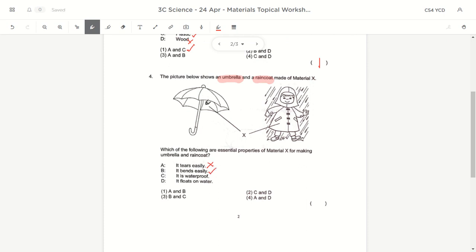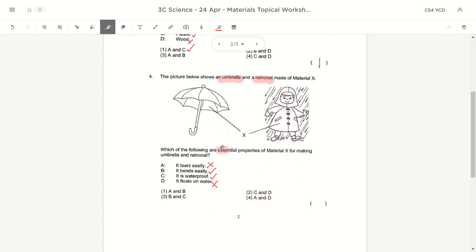Remember, if you want to keep an umbrella, the material has to bend. It cannot be very hard, very stiff. It has to bend so that you can roll it and tie it up again. It has to be waterproof, definitely, because you are shielding against the rain. You don't need it to float on water. It doesn't matter whether it floats on water or not. It might float, but is it an essential property?